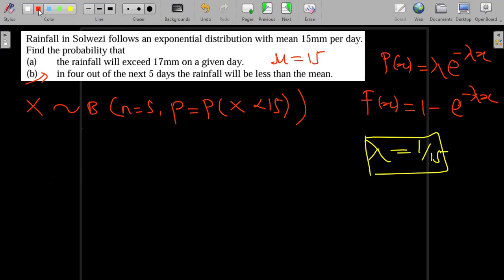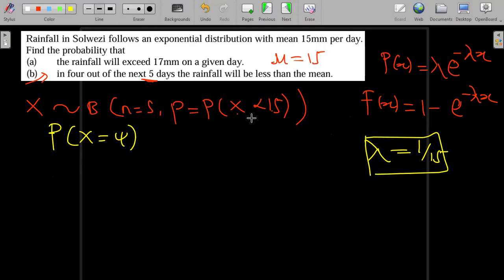Because here they're saying find the probability that in 4 out of the next 5 days, the rainfall will be less than the mean, and the mean is 15. So rainfall should be less than the mean. That's my probability, and the number of trials here will just be 5. So we want to find 4 out of 5, so x is equal to 4.